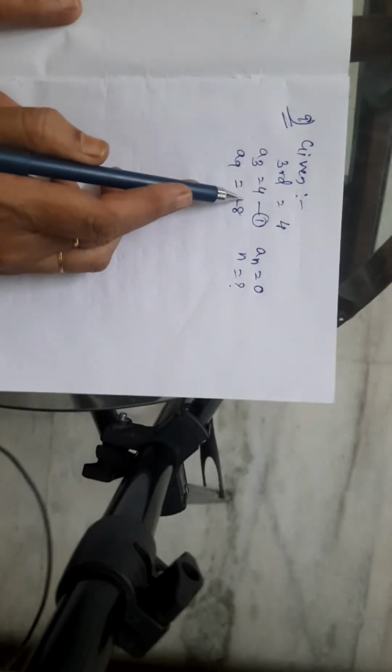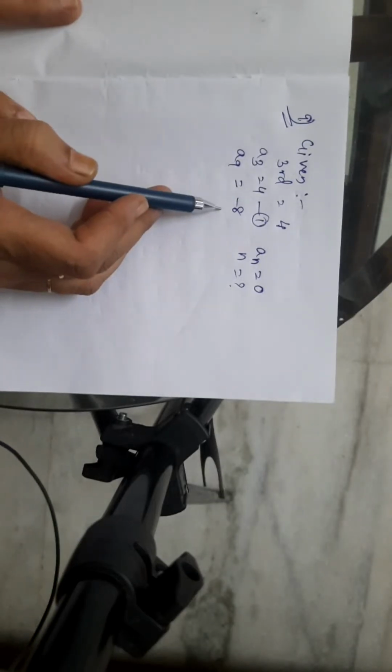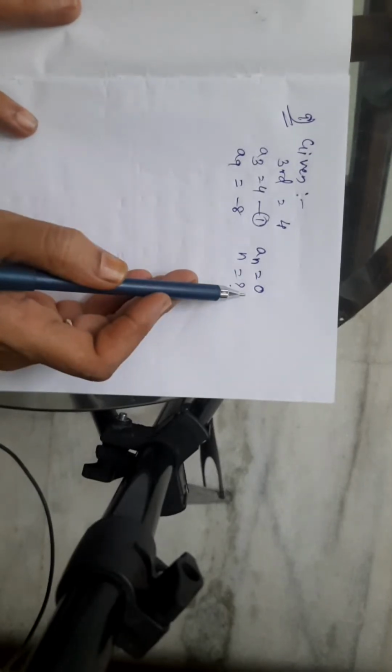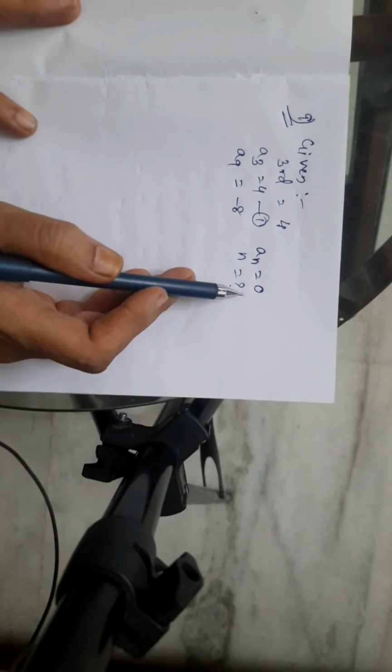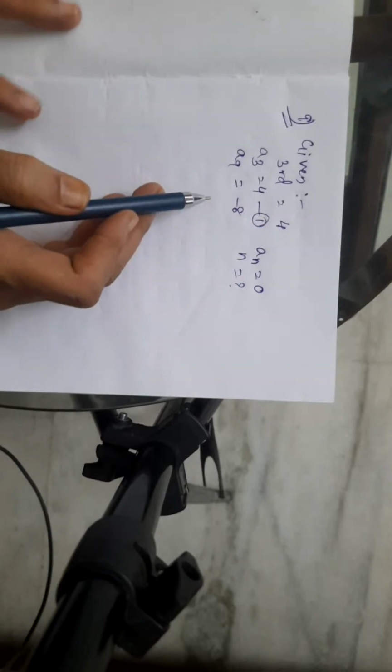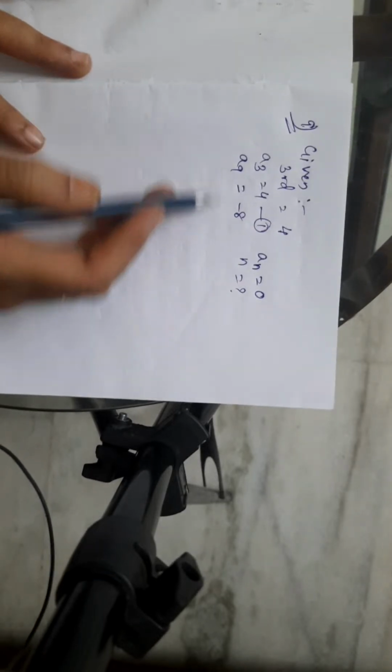A3 is given 4, A9 is given minus 8. We need to find the value of n where An is 0. Which term of AP will be 0? So that's the final question. So let's move on with the solution. Whenever two conditions are given, as I told you, we'll start with equations.